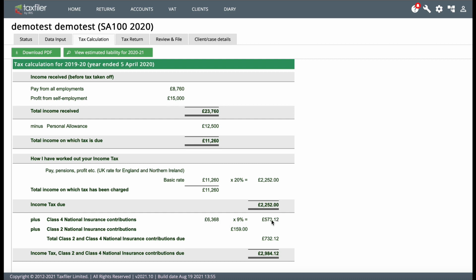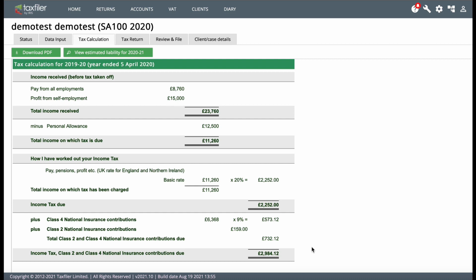which is £573.12, and we pay our Class 2 stamp, as it were, which is £3 a week, which in this year equates to £159. So our total Class 2 and Class 4 NI is £732.12, which is that figure there plus that figure there. So our total of income tax, Class 2 and Class 4 NI is £2,984.12. So that's the tax, the Class 4 NI and the Class 2 NI. So I hope that's clear.